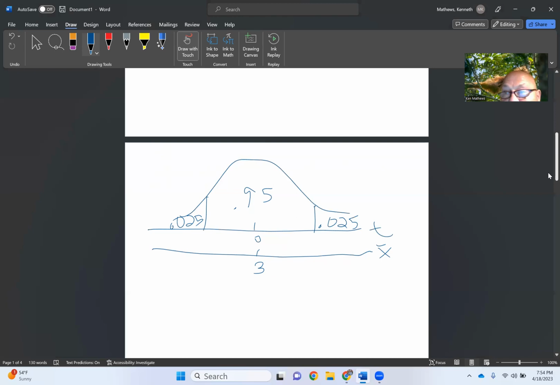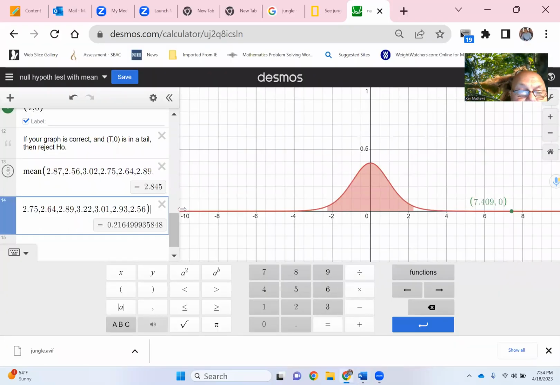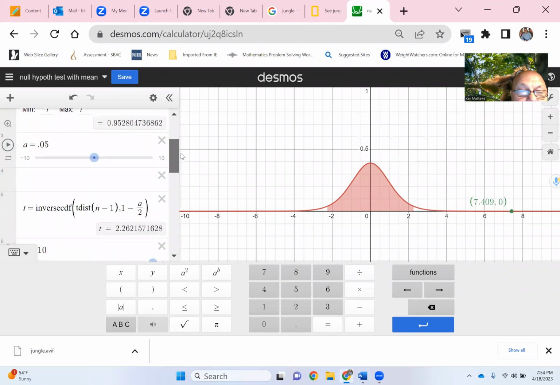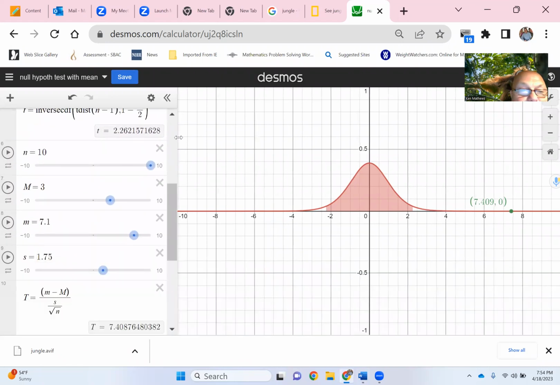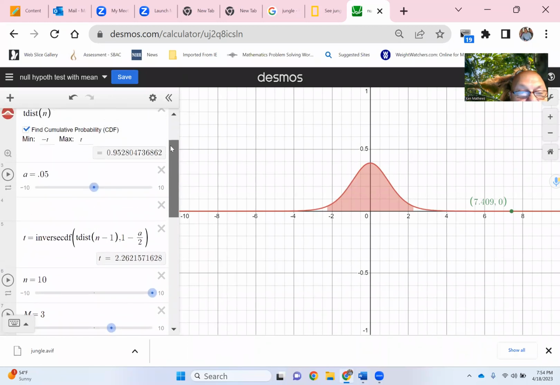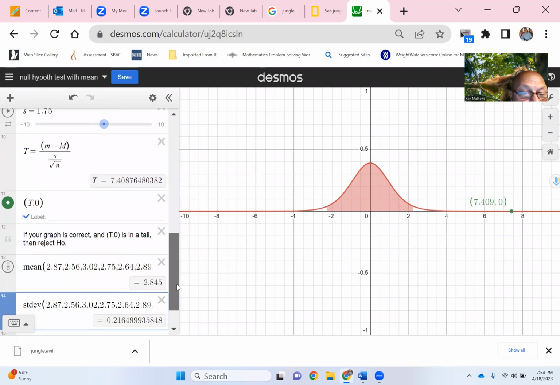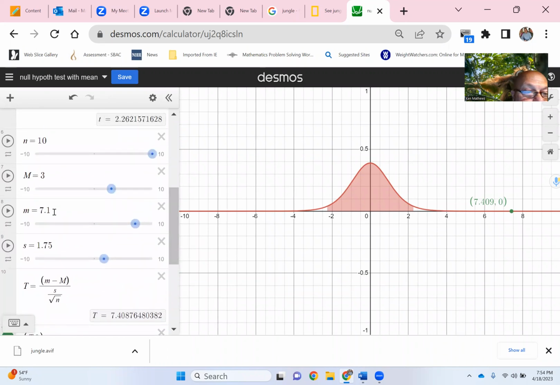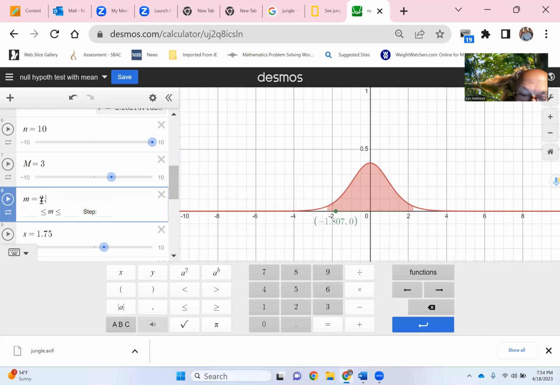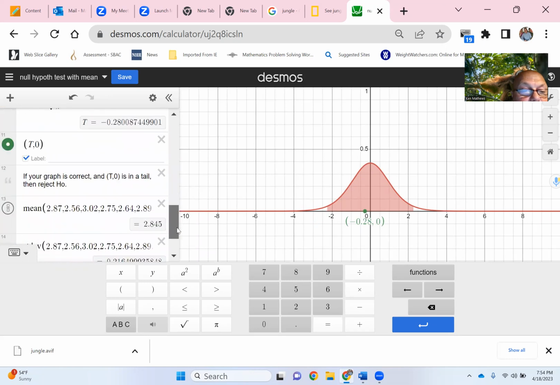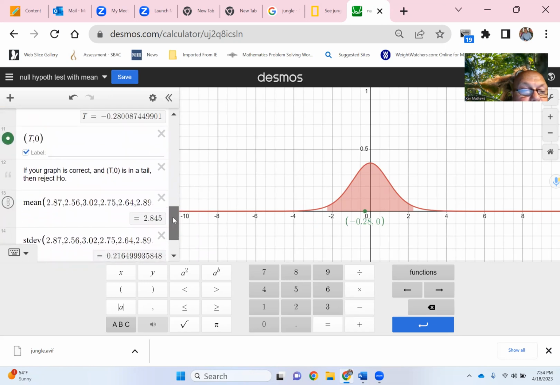And we need to find our critical t-value. So let's go back. And we just want to make sure that this area is 0.95. And it is. So our critical t-value is 2.26. Oh, I forgot to put my mean in here that we calculated. The mean that we calculated is 2.845. And the standard deviation, I believe, was 0.22.